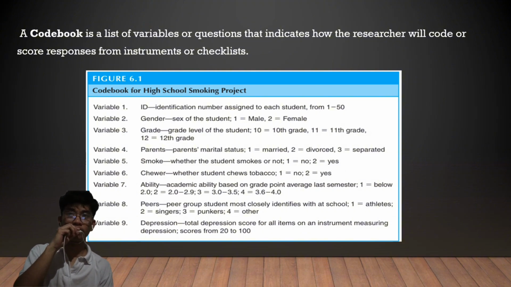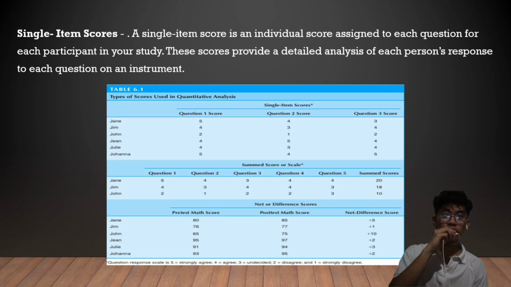And now, let's jump on variable 9. Depression consists of a score based on adding all items on an instrument. Before conducting an analysis of scores, researchers consider what types of scores to use from their instruments. This is important because the type of score will affect how you enter the data into a computer file for analysis. And the next one is single item scores.